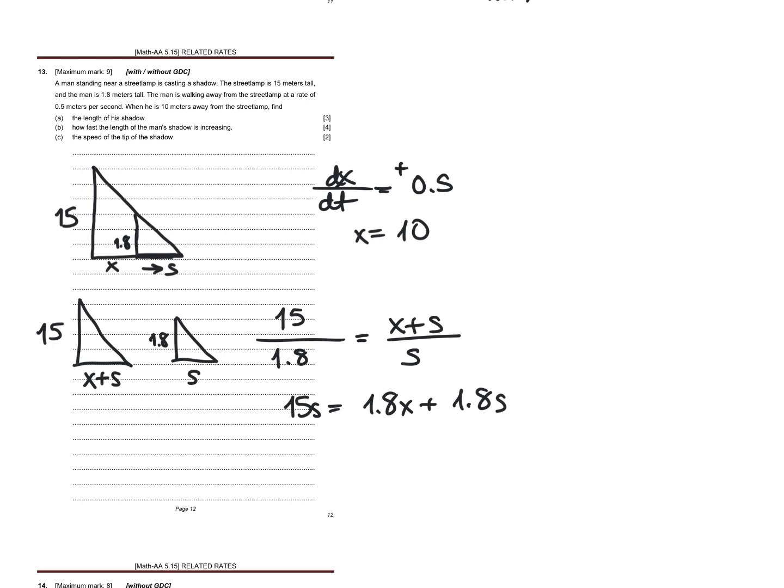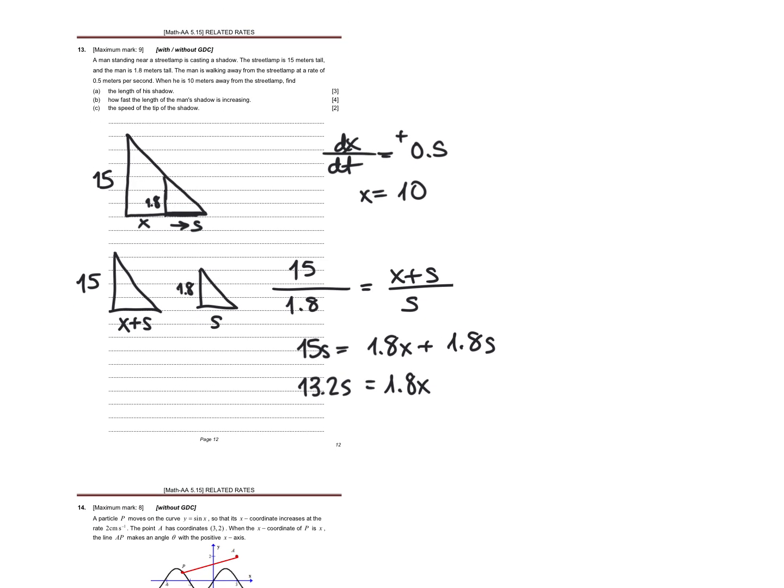So when we subtract 1.8, that's going to be 13.2s is 1.8x. So when we differentiate this, we're going to have 13.2 ds/dt equals 1.8 dx/dt. So it wants the length of the shadow. So we want s when x is 10. So we're going to have 13.2 s equals 1.8 times 10, which is 18.